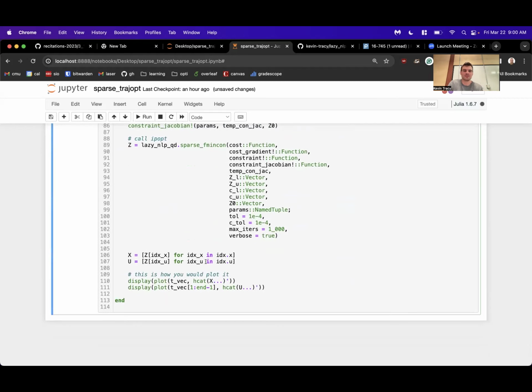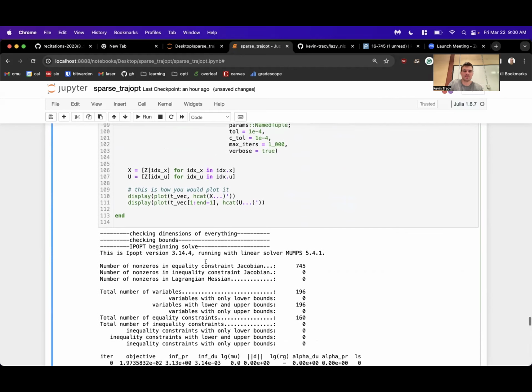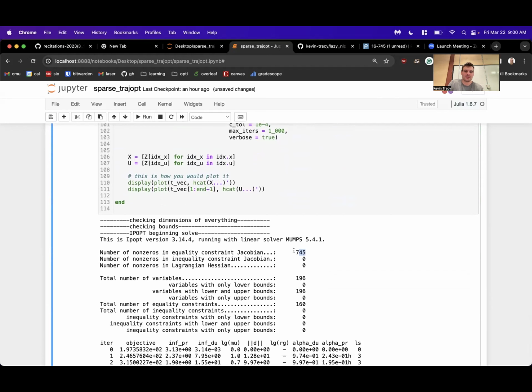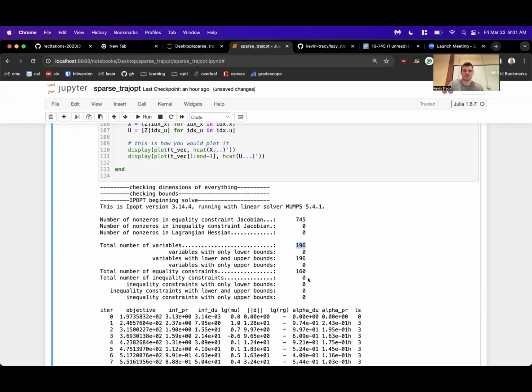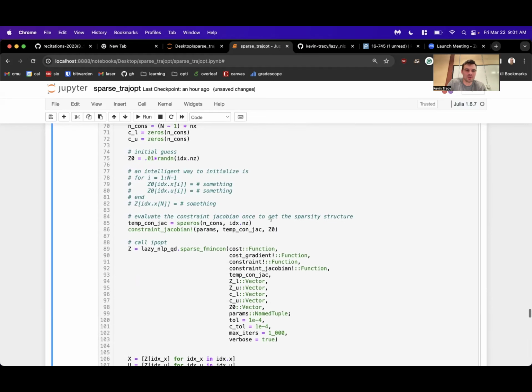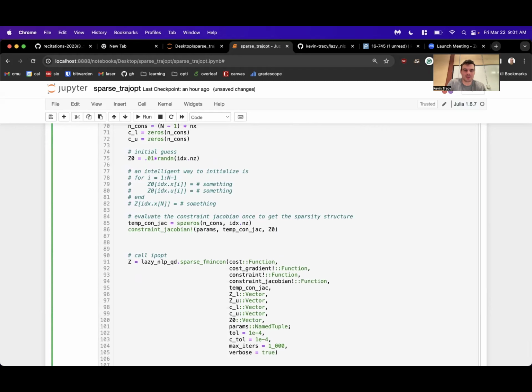And even though this is a relatively large problem, it solves extremely quickly in very few iterations. So only 745 non-zeros, and I'm solving for 196 variables. So this is significantly reduced in terms of size. And actually what I'll do is show you what this looks like. So println.